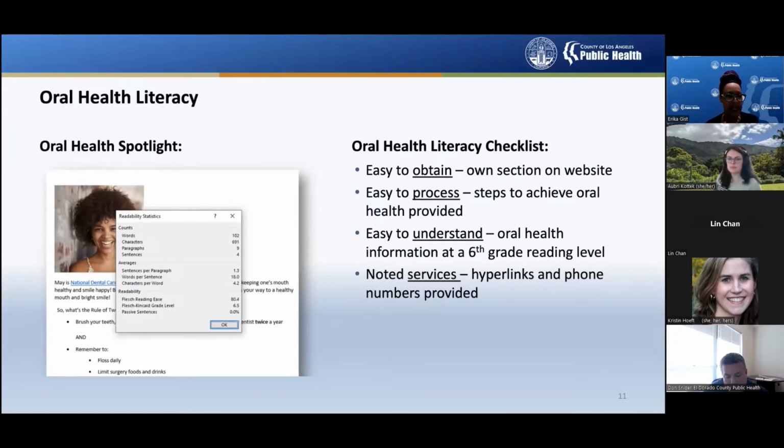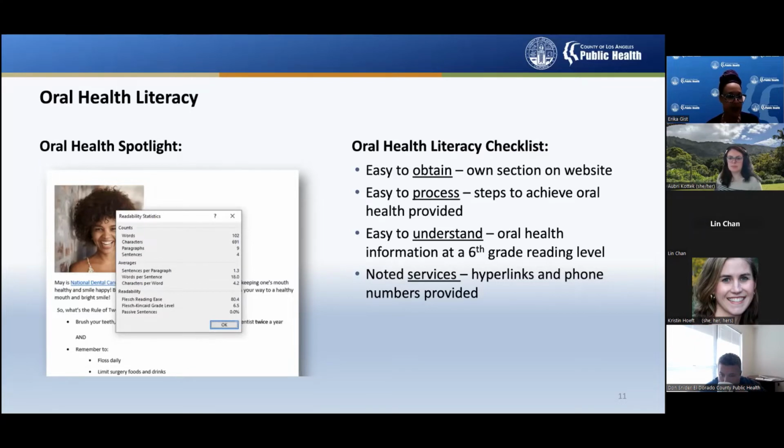As you can see here, specifically with the oral health spotlight, this information is easy to obtain. Again, as I mentioned in my previous slide, the information is also very easy to process as well as understand, because I have it at a sixth grade reading level. And of course, at the Flesch reading ease of 80, again tailoring it more or less to adults who are able to read at an eighth grade reading level.